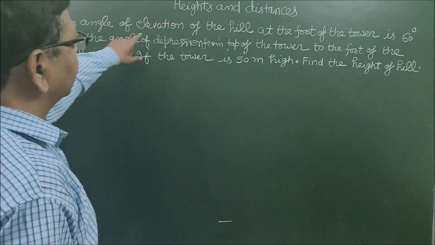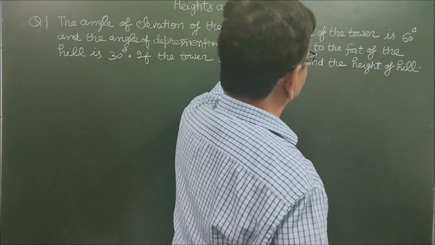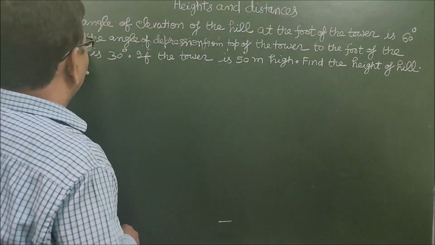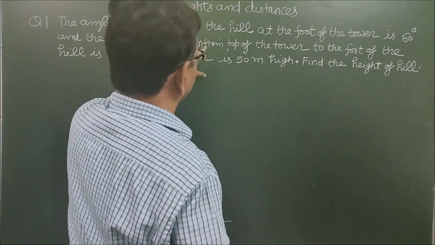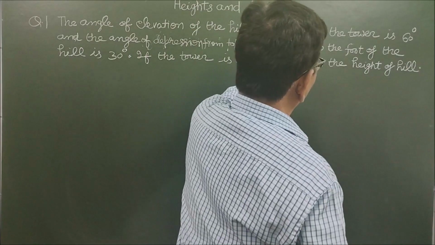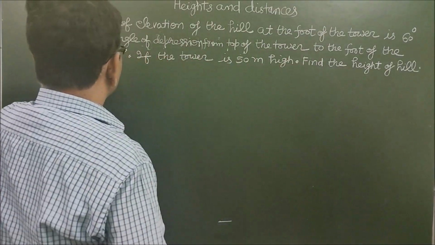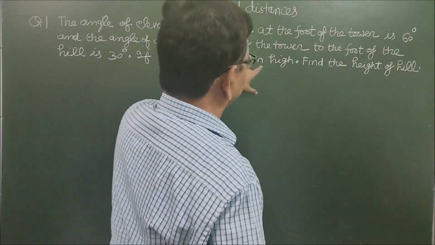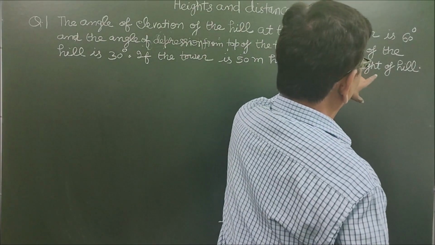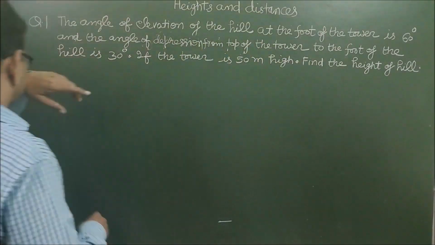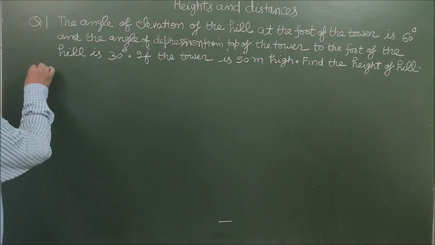The angle of elevation of the hill at the foot of the tower is 60 degree and the angle of depression from top of the tower to the foot of the hill is 30 degree. If the tower is 50 meter high, find the height of the hill. So let us first draw the diagram.